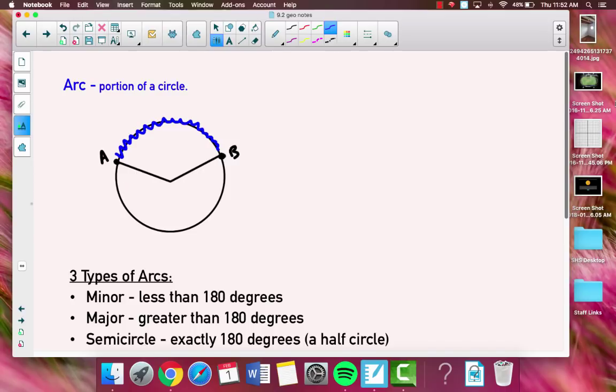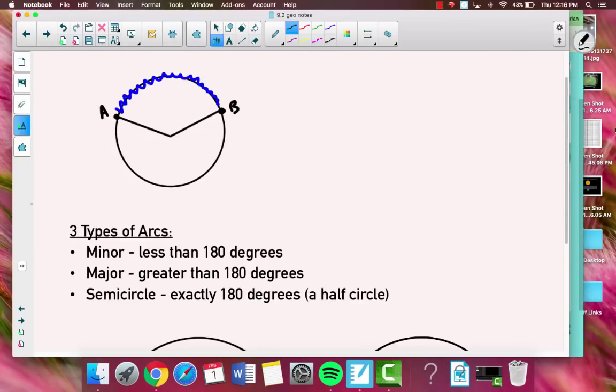So the three types of arcs that we have here are minor arcs, major arcs, and then semicircles. Minor arcs are always going to be less than 180 degrees. Major arcs will be greater than 180, and then semicircles, which are probably going to be the easiest, are exactly 180 degrees, so you can think of those as a half circle. All right, and when we name arcs, we use the letters that are on the circle. Okay, so we want to use any letters that are around the edges, nothing that's in the center. Only letters on the outside.